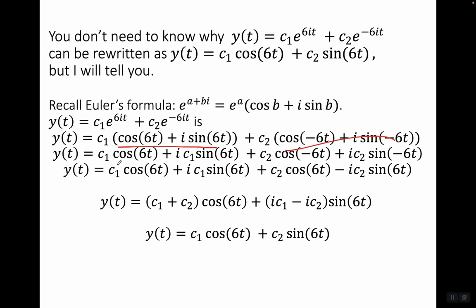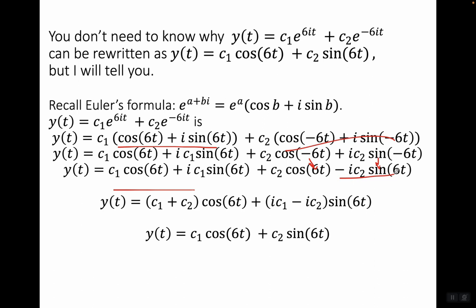So we can distribute the c1s. We have c1 cosine 6t plus i c1 sine 6t plus c2 cosine negative 6t plus i c2 sine negative 6t. Let's group like terms. We group the c1 terms: c1 cosine 6t plus i c1 sine 6t, plus c2 cosine 6t minus i c2 sine 6t. What we're doing at this stage is using the fact that cosine of negative 6t is cosine 6t, and sine of negative 6t is negative sine 6t, because sine is an odd function and cosine is an even function.